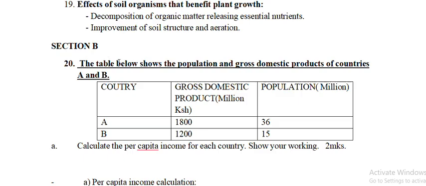State the effects of soil organisms that benefit plant growth, and that is decomposition of organic matter releasing essential nutrients, then improvement of soil structure and aeration.